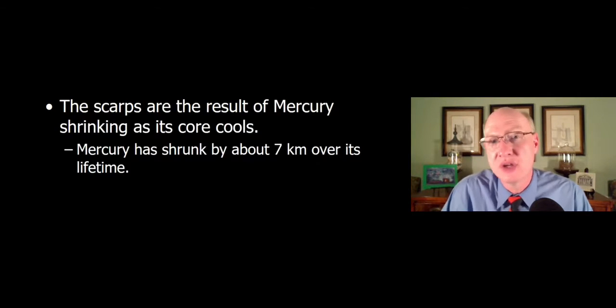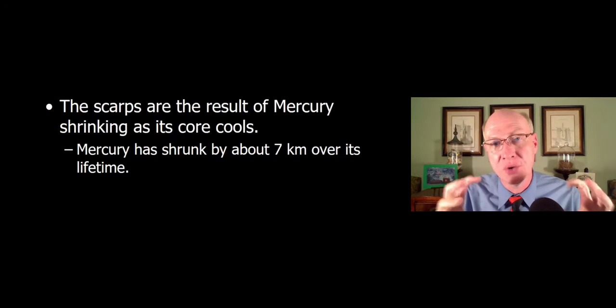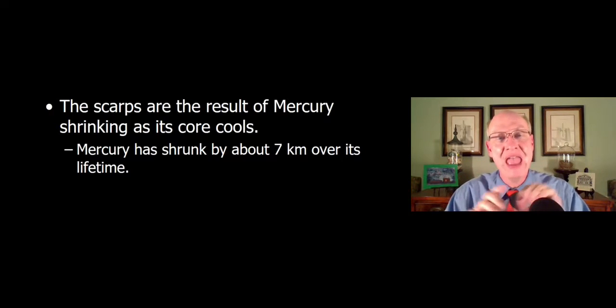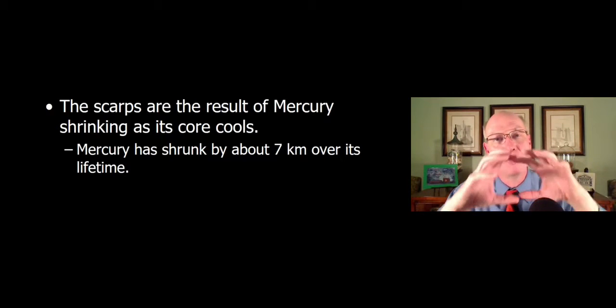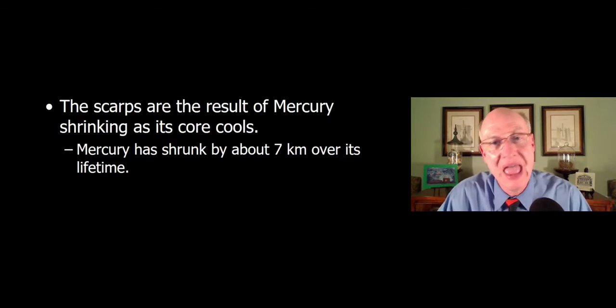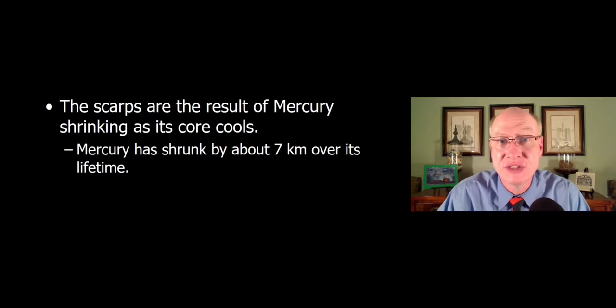As I mentioned, those scarps are the result of Mercury's surface cooling. Like many things, when they cool off, they contract. So as Mercury has cooled off over time, the planet has shrunk. The problem with the planet shrinking is that there's no place for the surface to go. If you imagine taking an apple or an orange and shrinking the inside of it, the outside is going to have to crack and little parts of it are going to have to overlap one another. That is what has happened on Mercury. These scarps are a result of the shrinking of the planet. The best estimate that we have is that Mercury has shrunk by about 7 kilometers over its lifetime as it has cooled off.